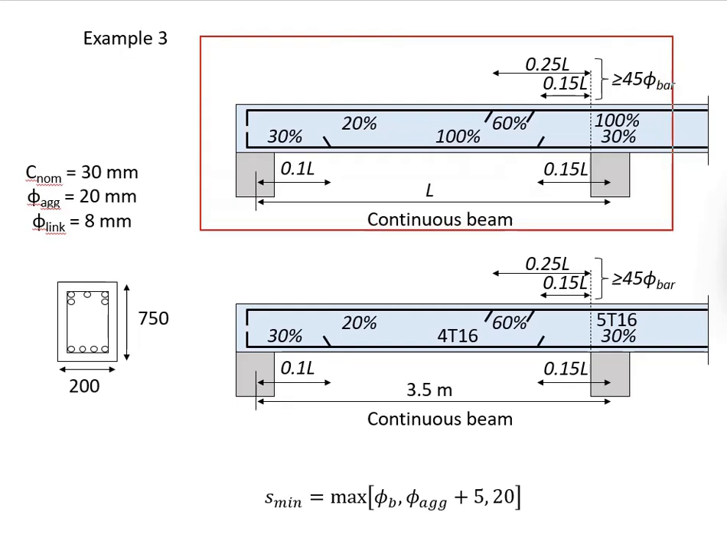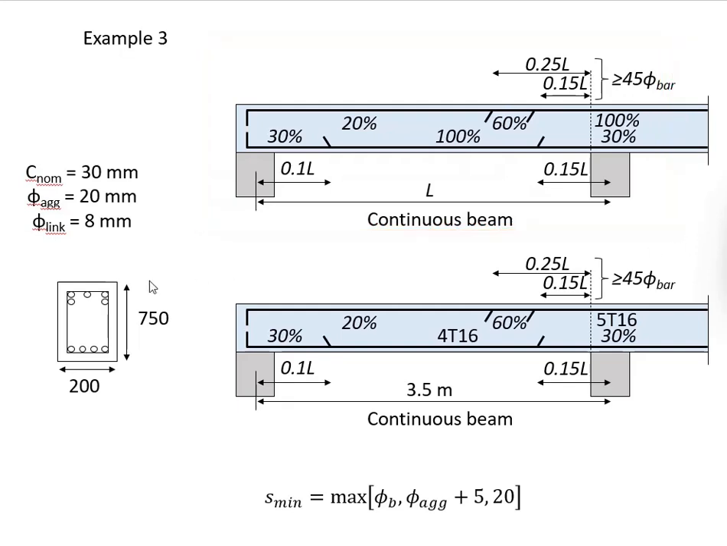Given the simplified rules for the curtailments, your beam cross section is 200 times 750 mm. Your concrete cover is 30 mm. The aggregate size is 20 and the link size is 8 mm. The span is shorter, 3.5 meter, but it is heavily reinforced. You have a lot of reinforcement bar here. You have 5T16 as the top reinforcement bar and 4T16 as the bottom reinforcement bar.